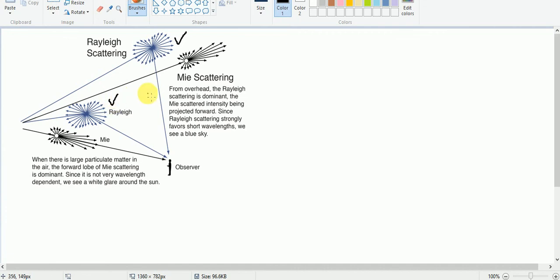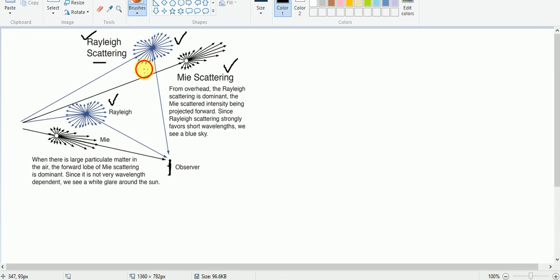Generally we have two types of scattering. One is known as Rayleigh scattering, another one is Mie scattering. The blue color of the sky is caused by Rayleigh scattering. The shorter wavelengths like violet, indigo, and blue are scattered in the sky by the very small gas molecules and dust particles, and that is why we see the blue color of the sky.